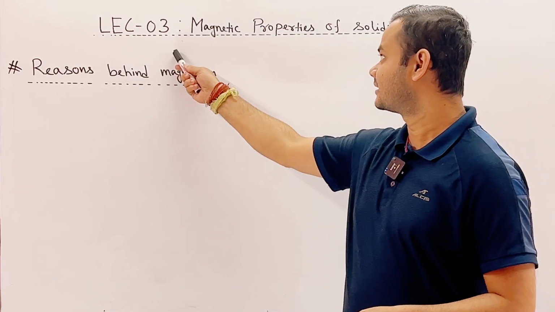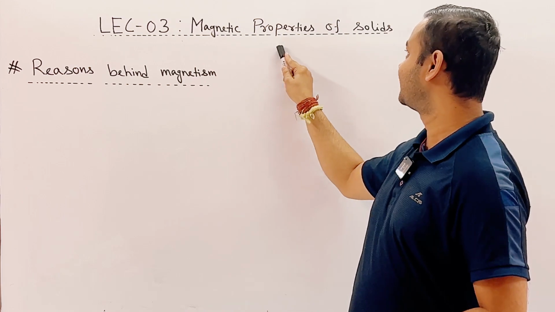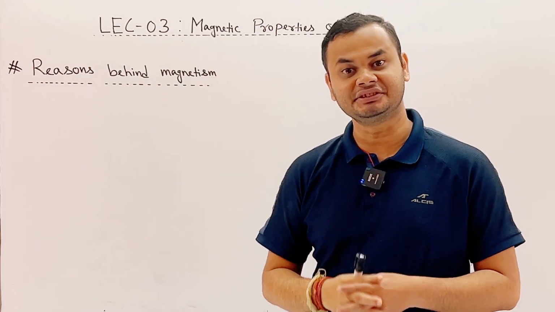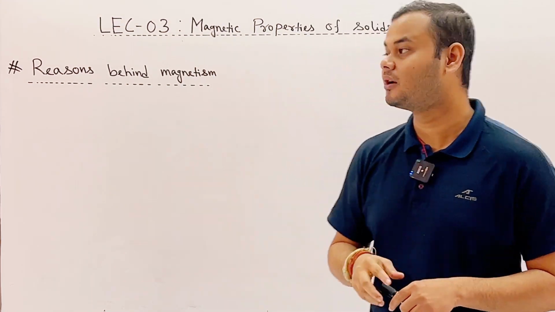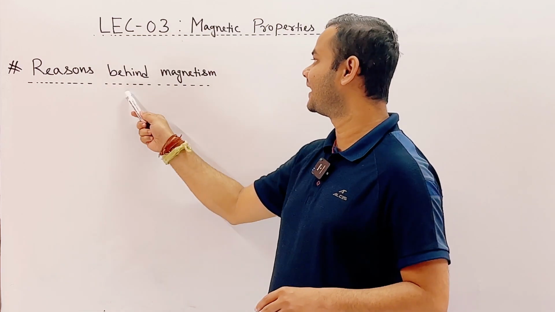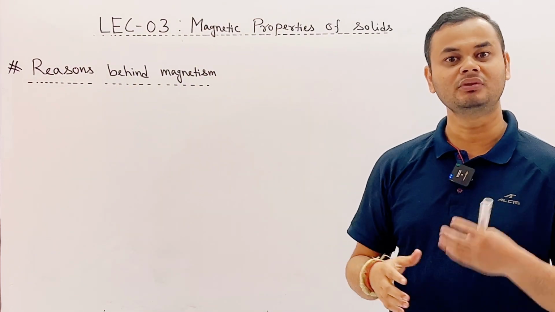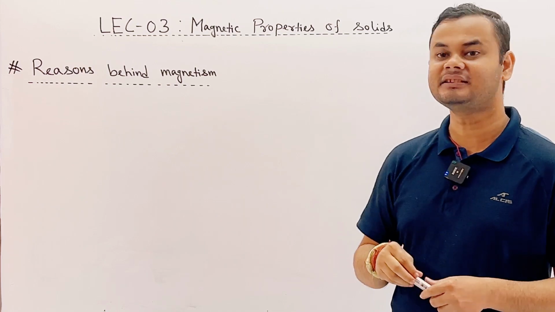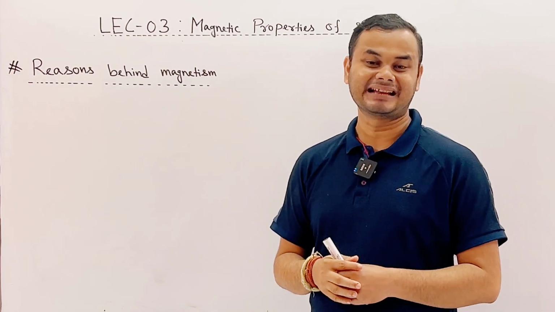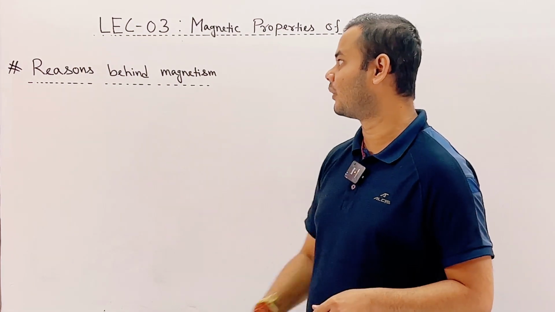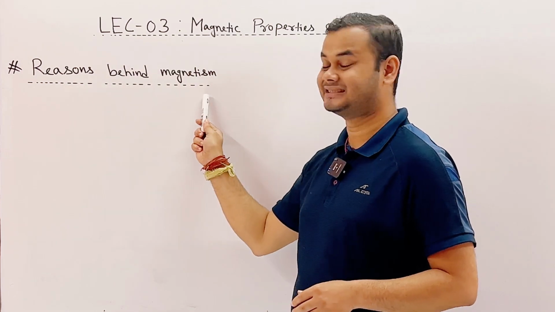This is lecture number 3 on magnetic properties of solids. Today I am going to teach you two important topics. First one is reasons behind magnetism and second one is an introduction to diamagnetism and diamagnetic materials. So without wasting time, let's get started. Topic number 1, reasons behind magnetism.